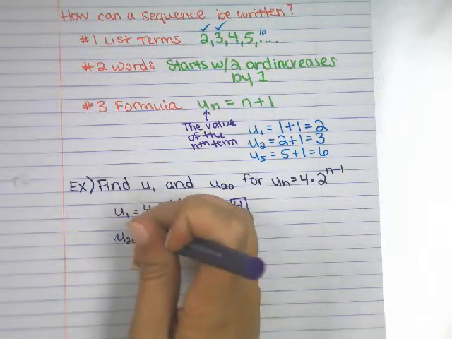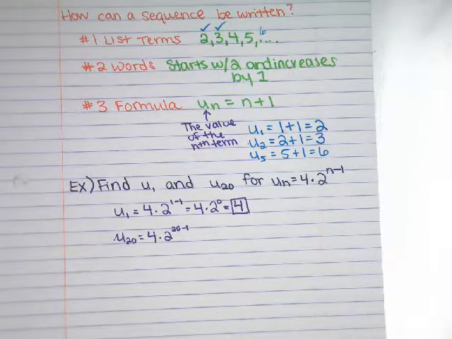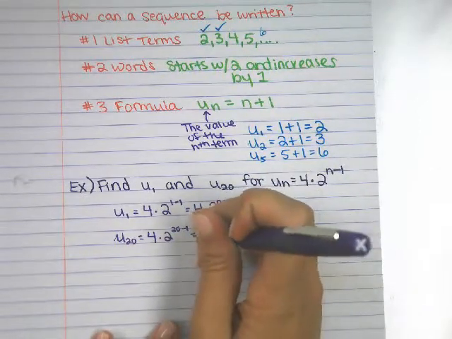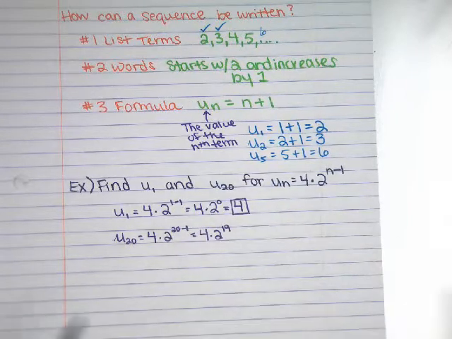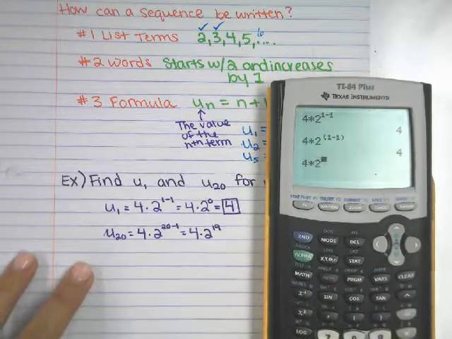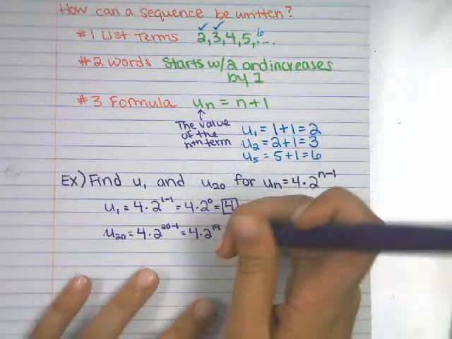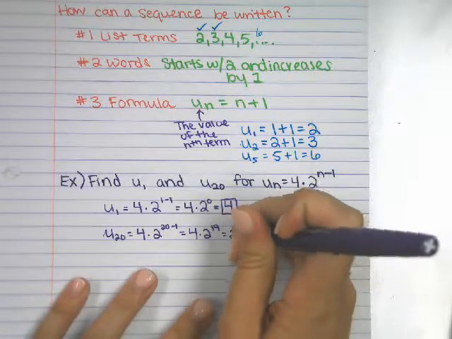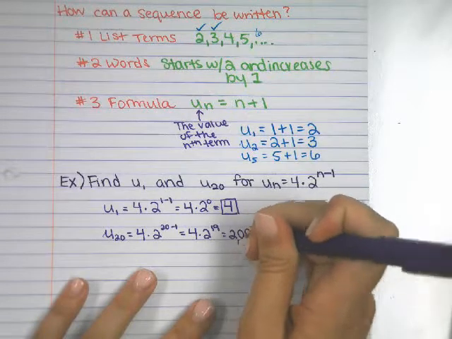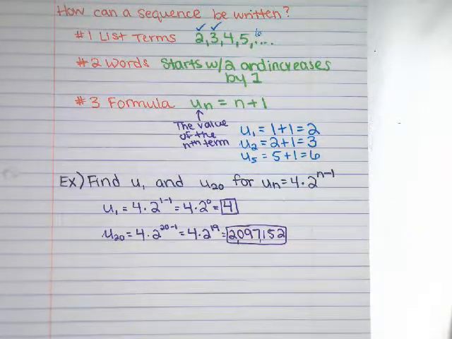To find U sub 20, do the same thing, but we're going to plug in 20 for n. 4 times 2 to the 20 minus 1. So this would be 4 times 2 to the 19. 20 minus 1 is 19. 4 times 2 to the 19. Ooh, big old number there, right? 2097152. So that's how you find specific terms.